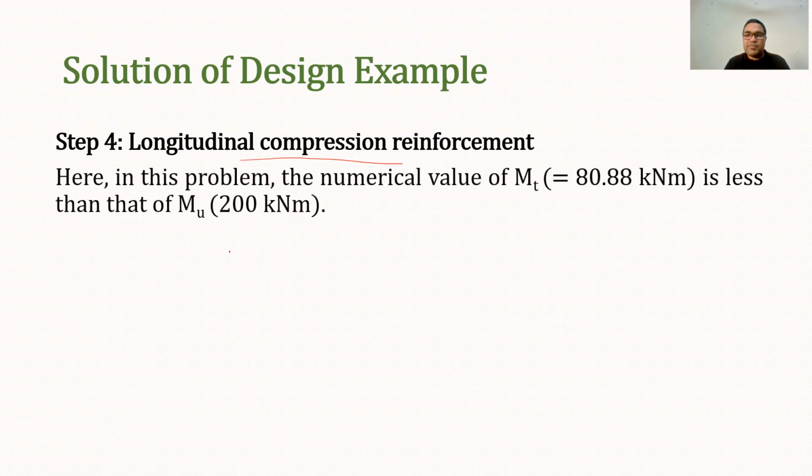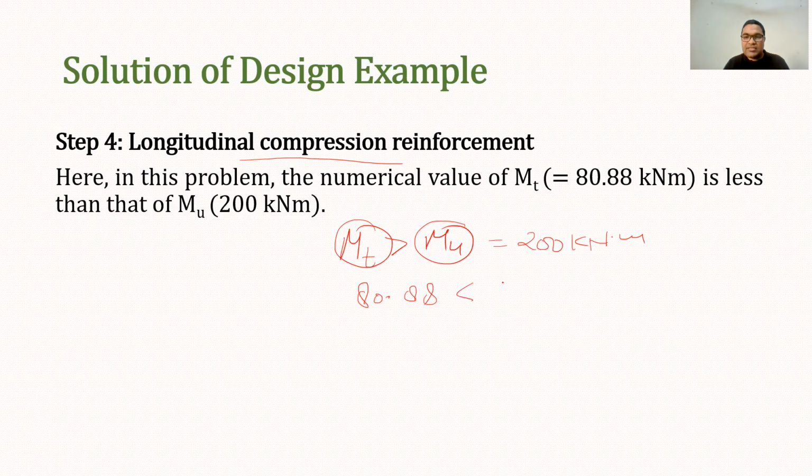Now, compression reinforcement is dependent on the value MT and MU, I mean their comparison. So as you can see, we provide longitudinal reinforcement only when MT is more than MU. Now, the value of MU is 200, which is already given in the question, and the value of MT we have calculated in step 3, I mean not step 1, and MT was 80.88. So you can see MT is less than MU, which means there is no need of providing compression reinforcement.